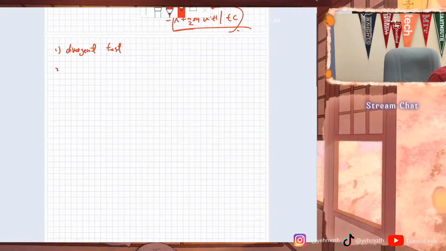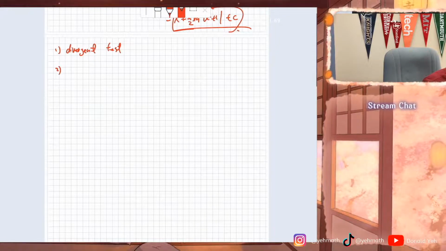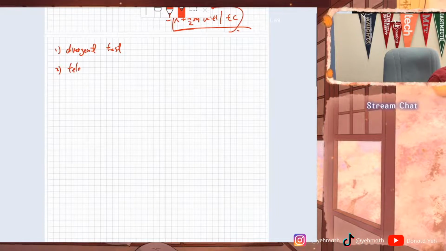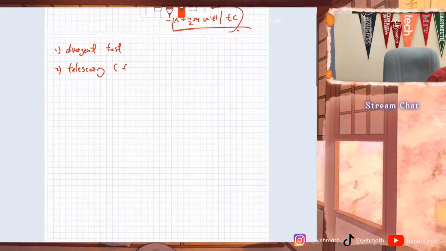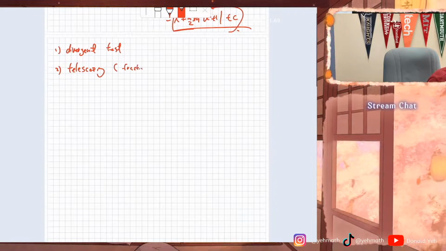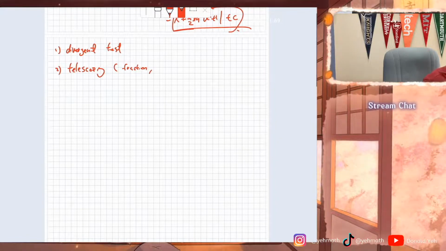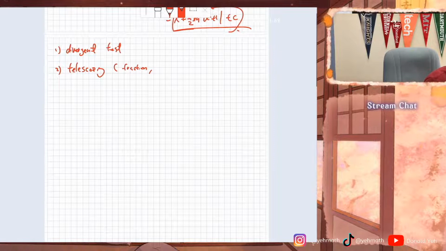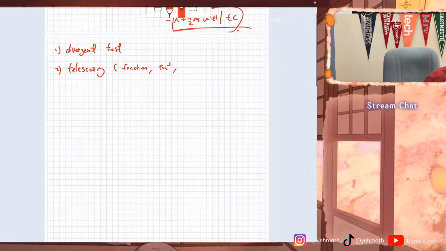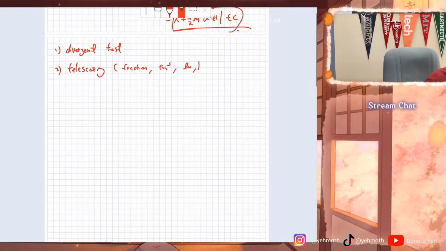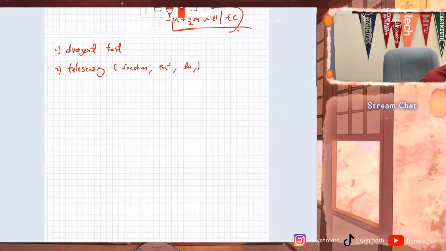Divergence test 2. What do we have? Telescoping. Usually it's in fractions, and sometimes it doesn't have to be fractions. Sometimes it can be a tan inverse, and sometimes you have this tan inverse of a natural log. Sometimes you have this kind of situation, but we're going to talk about that.